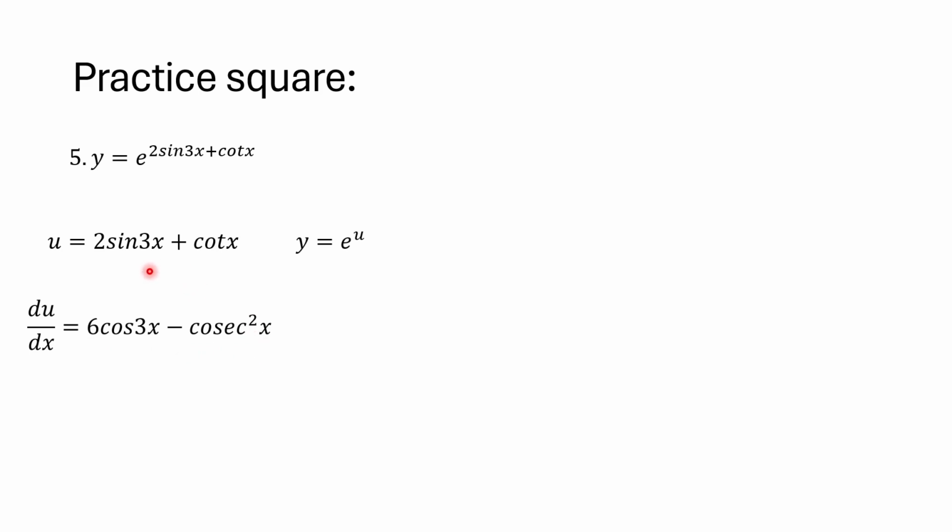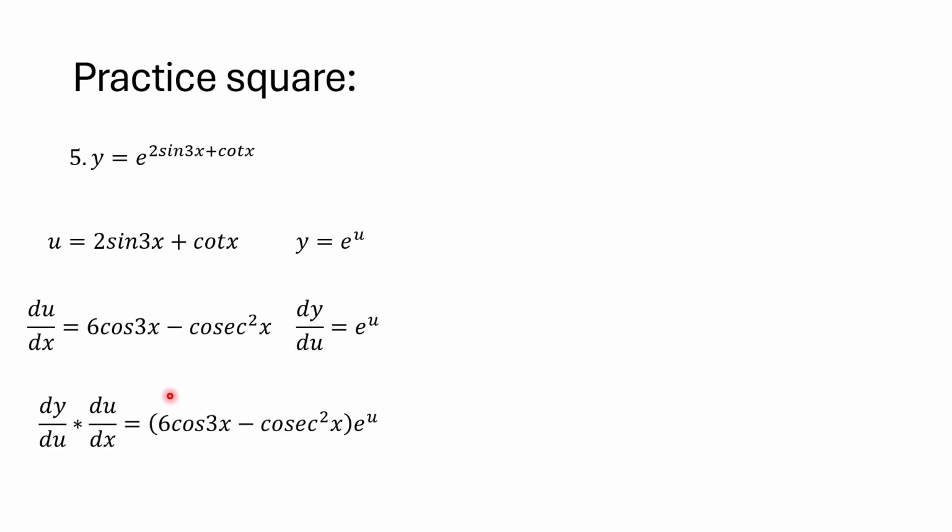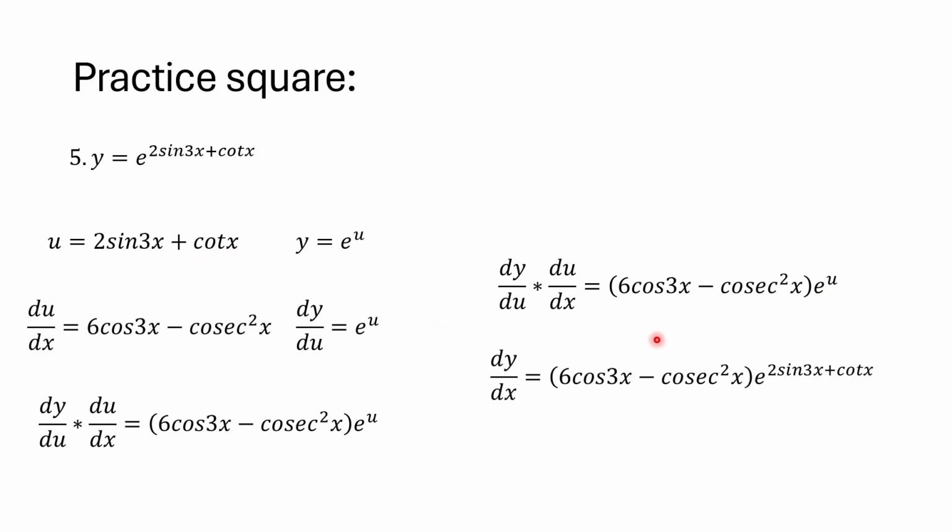Again, if you want to use chain rule, w is equal to 3x will get you there. dy du is equal to e to the u. Multiplying them out, you get 6 cos 3x minus cosecant squared x e to the u. And then I seem to have just copied it over. Then if you sub out for u, 2 sine 3x plus cot x, because we want our answers in terms of x, you get this expression, and that is question 5 done.